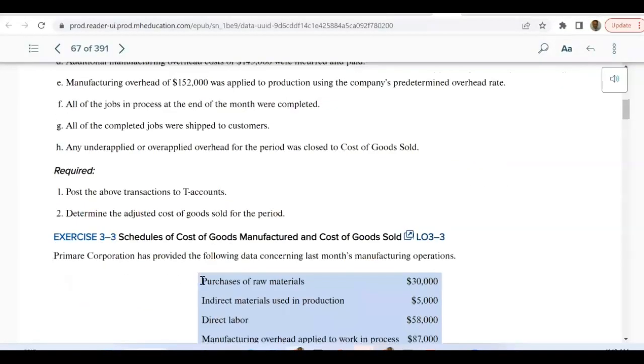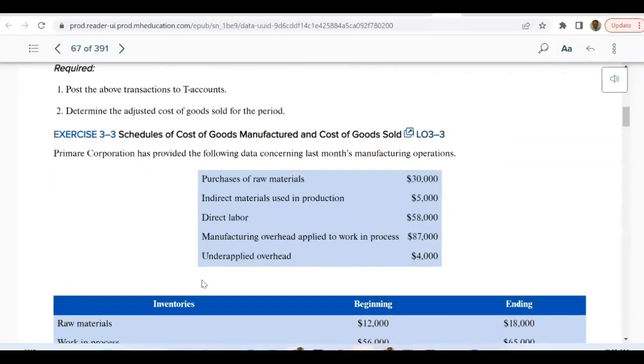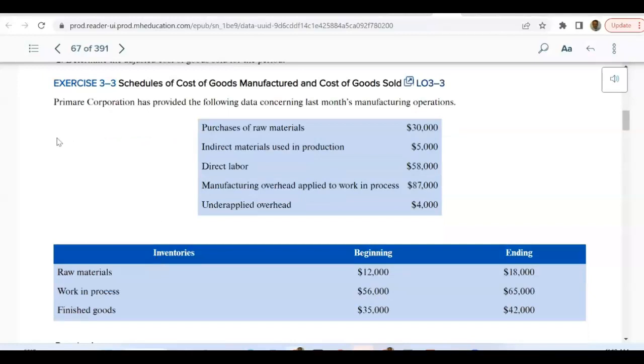Let's do one more problem. Schedule of cost of goods manufactured and cost of goods sold. Company has provided the following data concerning last month's manufacturing operation. Purchase of raw materials, 30,000 increase. Indirect materials used in the production is 5,000. Direct labor is 58,000. Manufacturing overhead applied to work in process is 87,000. And under applied overhead was 4,000.